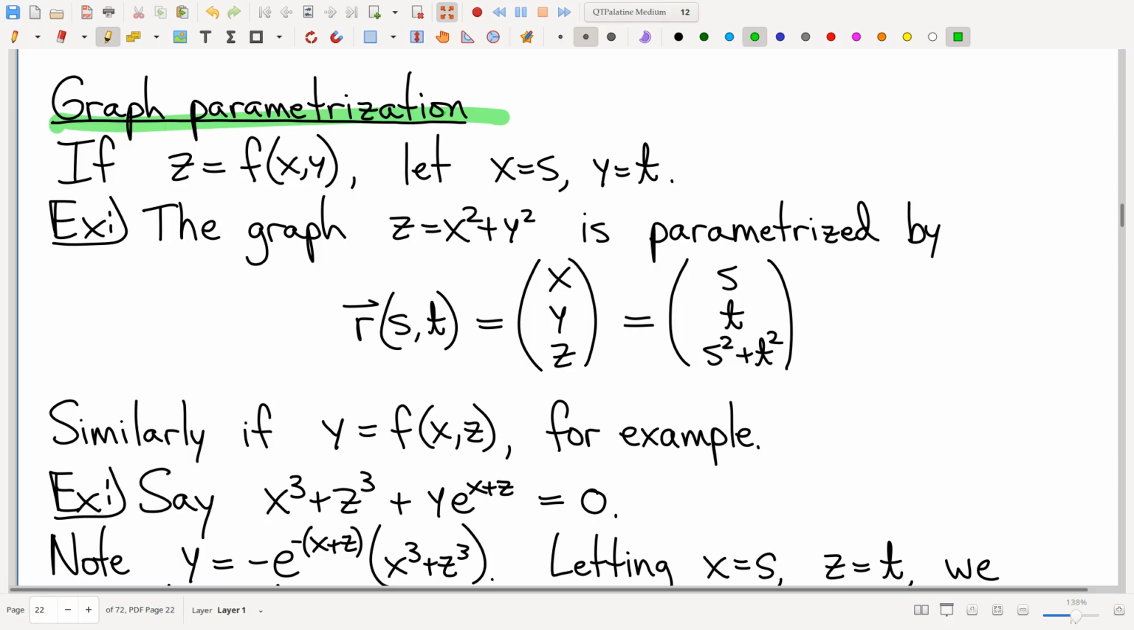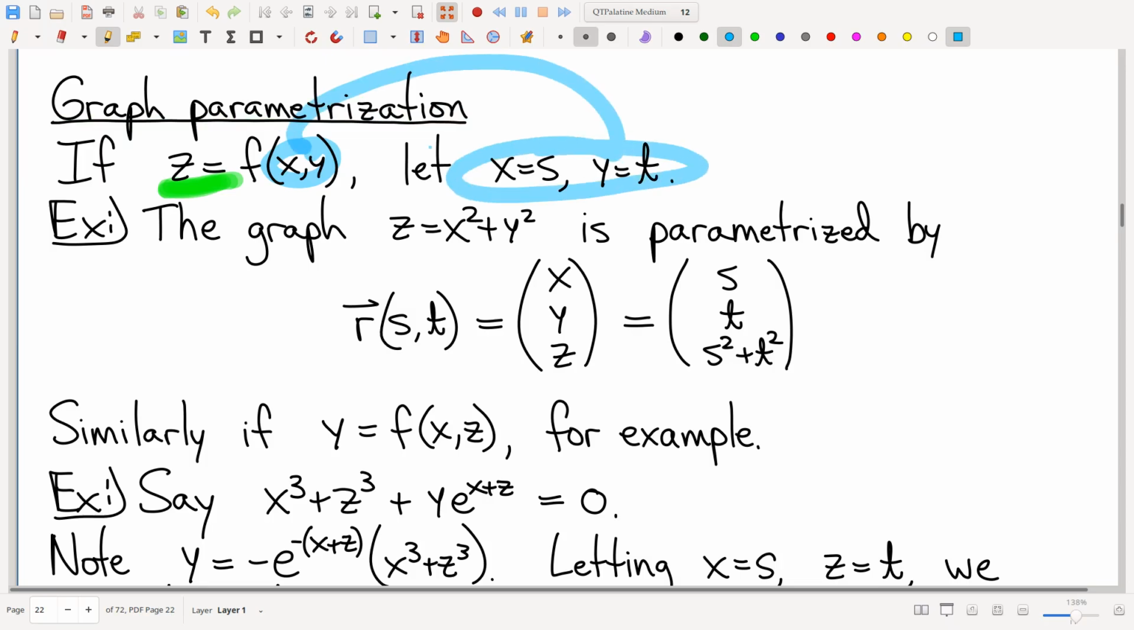And I claim this is basically the same idea. If you have a graph, whatever your input variables are to that function, let those input variables be your parameters. Just like the lower dimensional version that we talked about back in chapter 1. There was only one input variable, and it became the one parameter. Here there are two input variables. They become the two parameters, S and T.